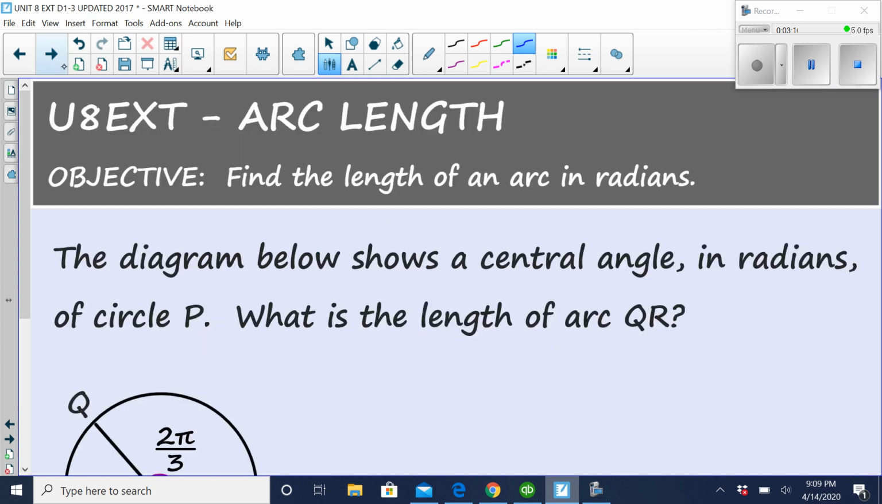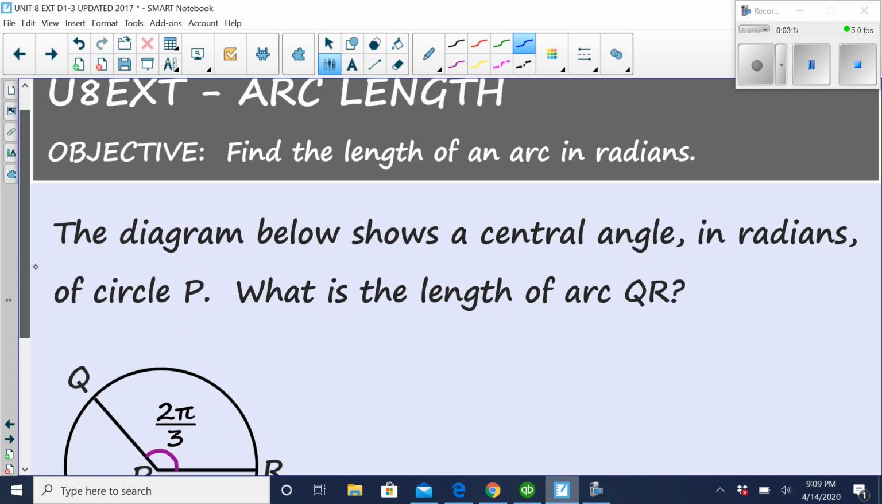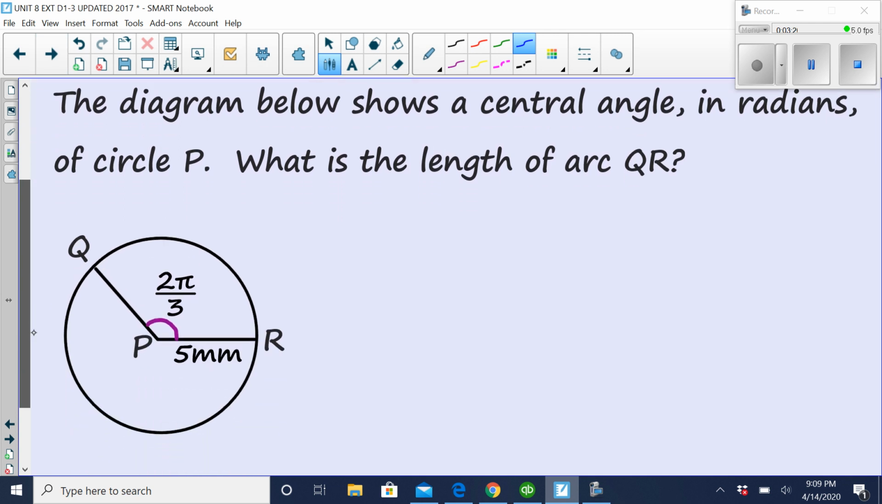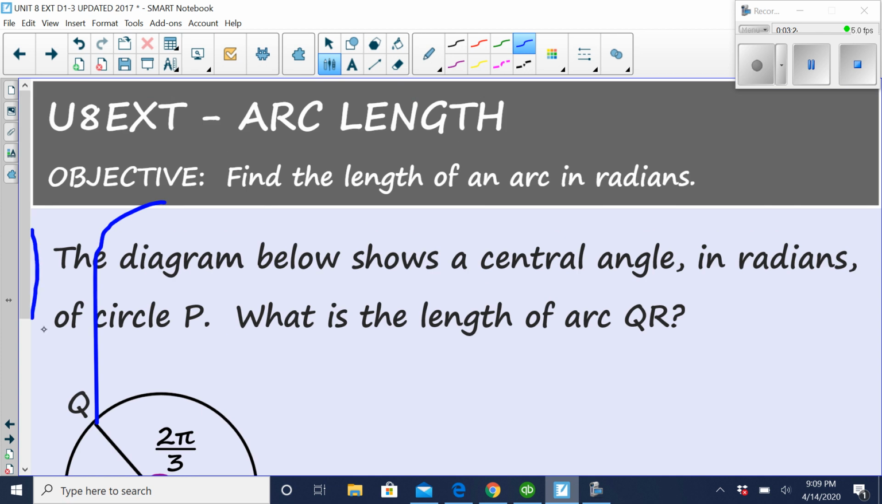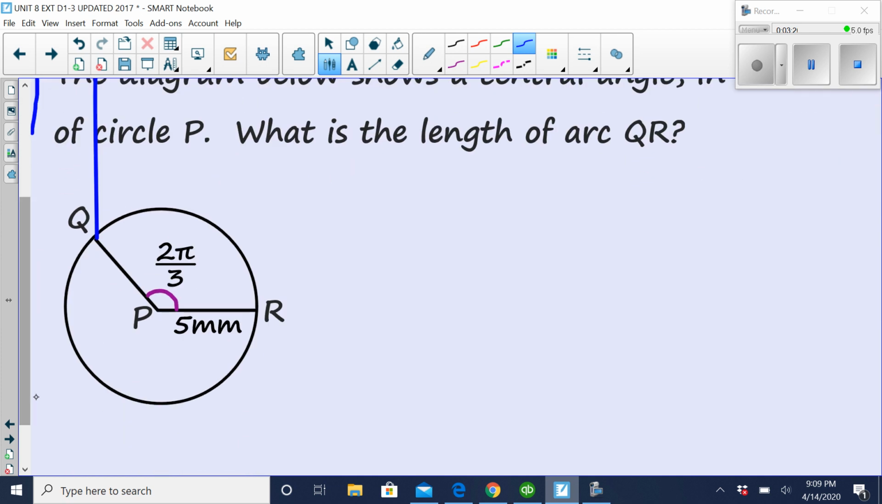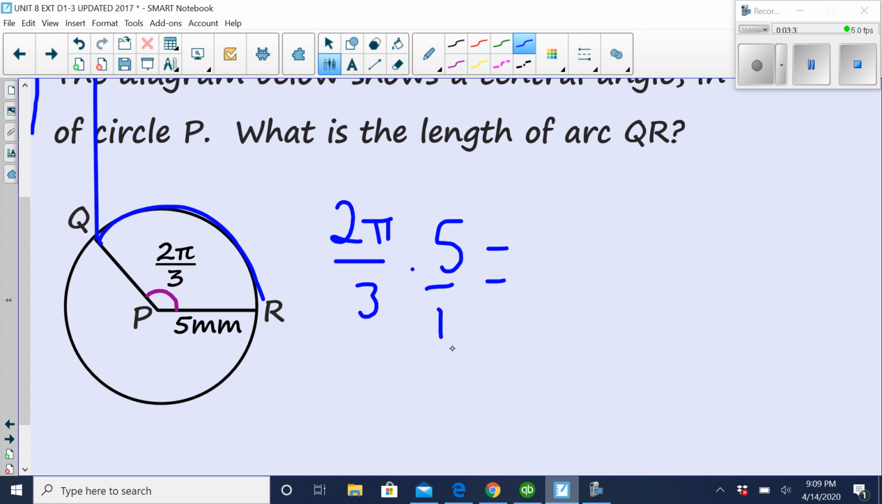Okay. Next example, the diagram below shows a central angle in radians of circle P. What is the length of arc QR? Once again, it's just asking for that arc length. So I'm going to go 2 pi over 3 times the radius, which is 5. Multiplying the numerators, 2 pi times 5, so 2 times 5 gives me 10 pi. 3 times 1 gives me 3.